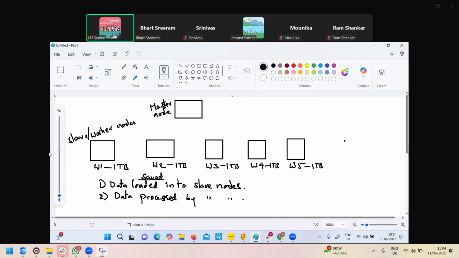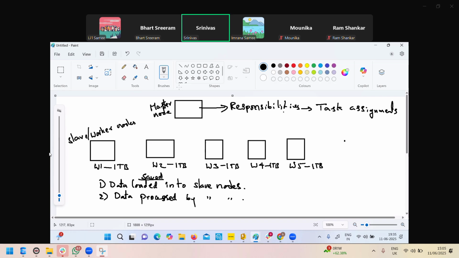Then what is this master doing? Master is responsible for sending the data to slaves. Just try to say the responsibilities. Suppose you are a manager to my team. What are your responsibilities? Task assigning, sending tasks to team members, and also monitoring.